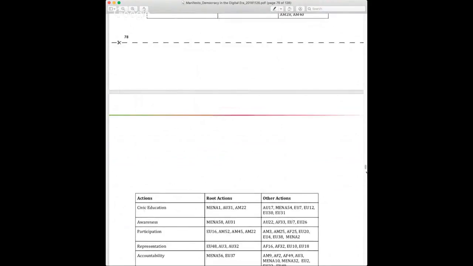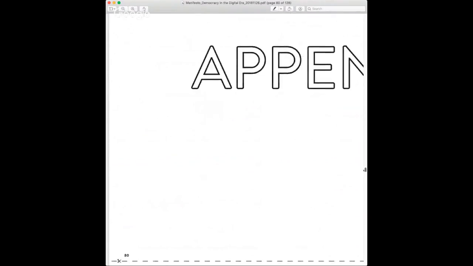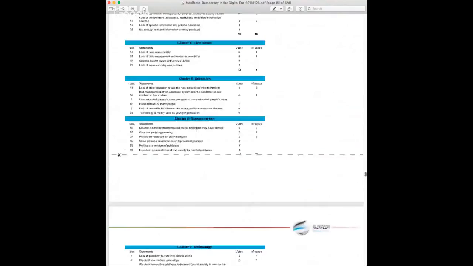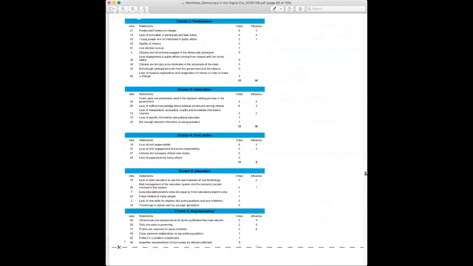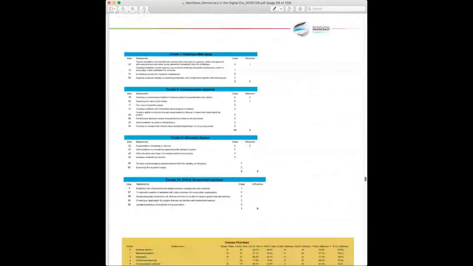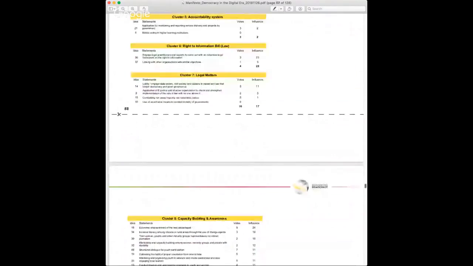So we should be pretty close now. If you can just scroll page by page, you'll start seeing structures come up. Okay. So here are clusters anyway. Maybe it's farther than 80. Yeah, you can keep going, and then we'll go backwards after we see the structures.